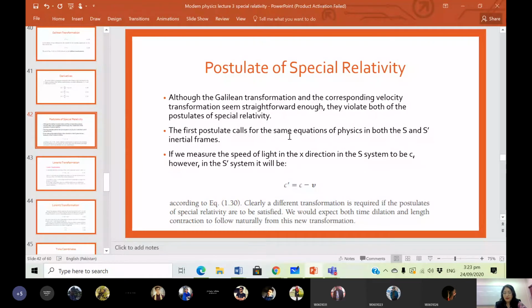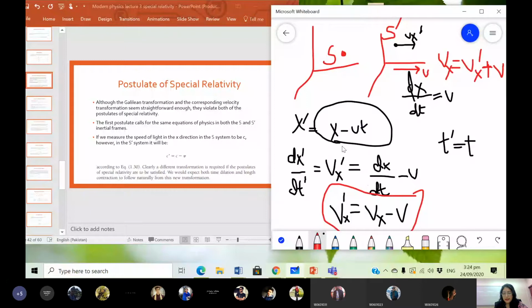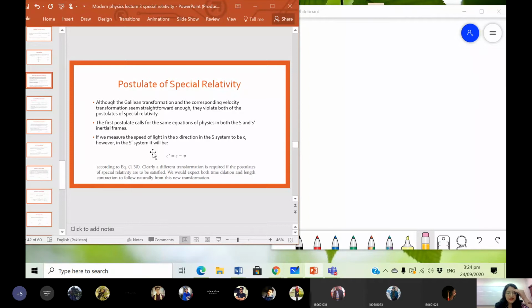It's because if you have a system, can everyone see the PowerPoint? I mean, it became a little smaller, but I want to put the whiteboard simultaneously here. I want to put them both here. Okay? So if I erase this now, what I'm saying here is, why does Galilean transformation violate special relativity?